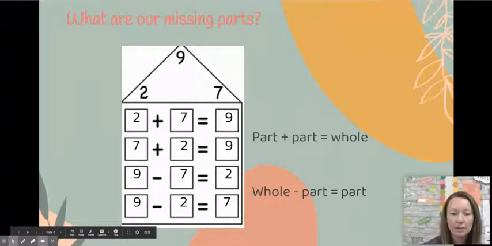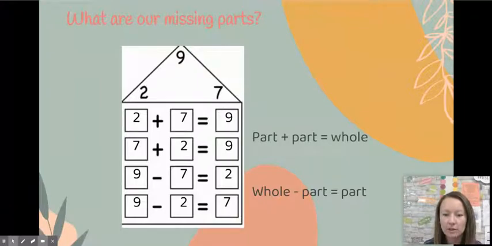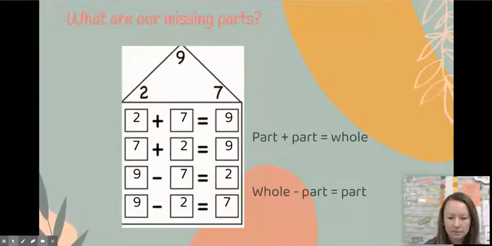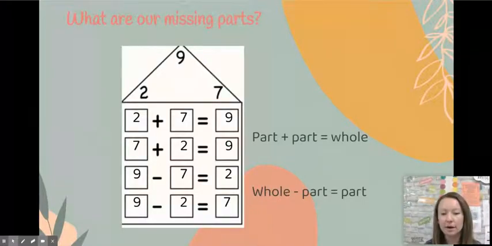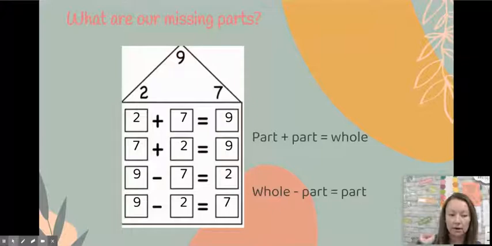So when we have 9, 2, and 7, we start with our parts. 2 plus 7 equals our whole, which is 9. And then the other fact for adding is 7 plus 2 equals 9. So that is a part plus a part equals the whole. For subtracting, we start with our whole. Remember, we start with our whole for subtracting. We take away a part, and that leaves us with a part.